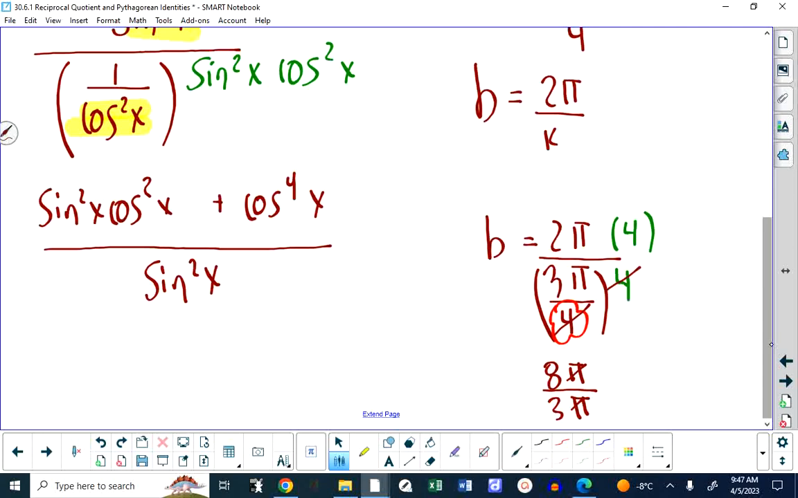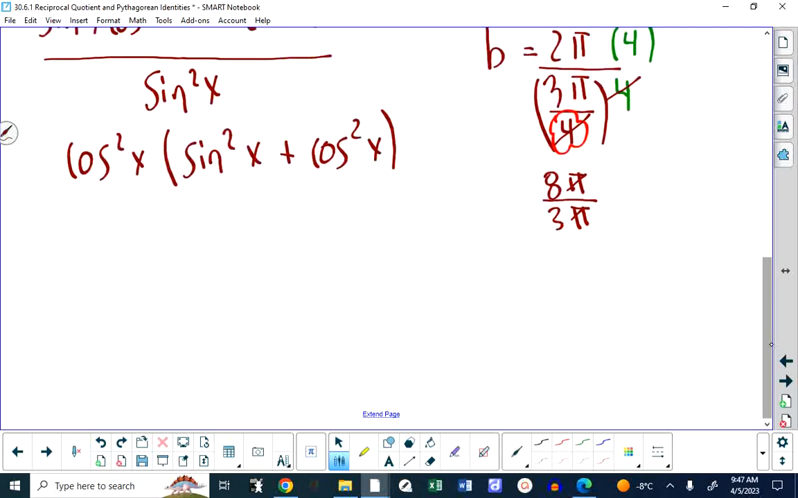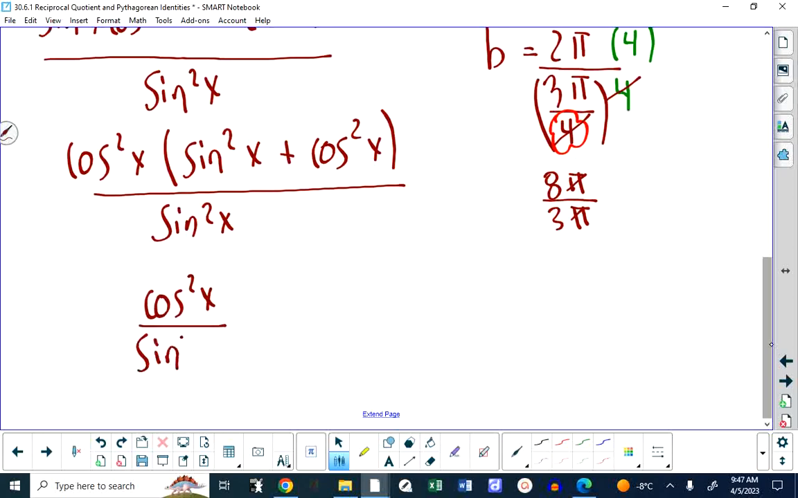And if I take cos squared of x out of the top, I have left sine squared of x plus cos squared of x. Hello, old friend, which is 1, right? Over sine squared of x. So since that's 1, we just don't need to write it, and we get cos squared of x over sine squared of x, which you could write cotangent squared.